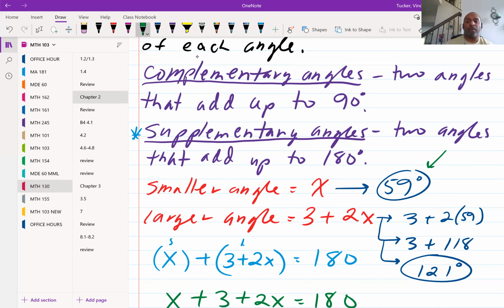121. So either way, it should work out for you once you solve for X, but you do have to give your smaller angle, which is 59 degrees, and your larger angle, which is 121, in order for the answer to be completely correct.